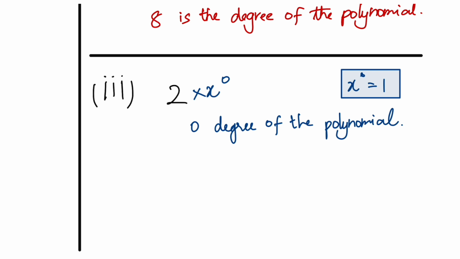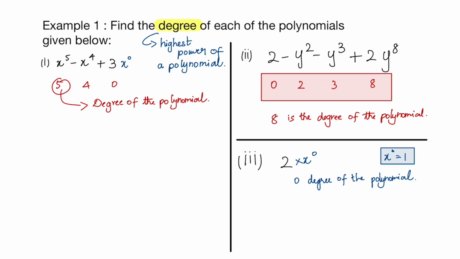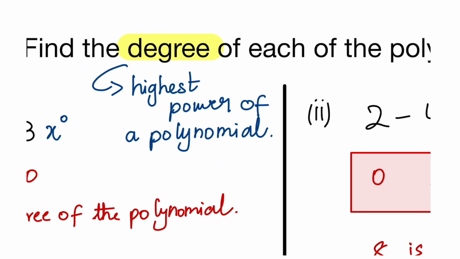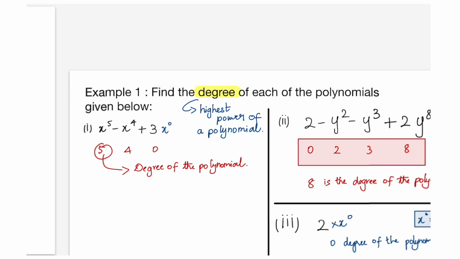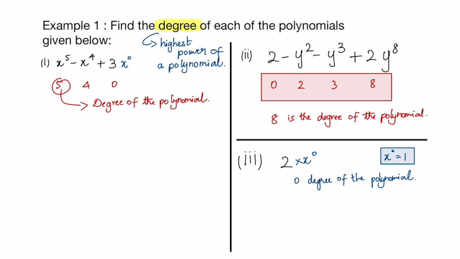Right, I hope you understood this. There is nothing complicated here. You just have to know that degree of the polynomial is the highest power, right? This is the only statement that you are going to know. Highest power of a polynomial is what we call as degree, and with that you can solve all these questions. So you are just going to list your exponents and get the highest of all that, and that is going to be your degree.